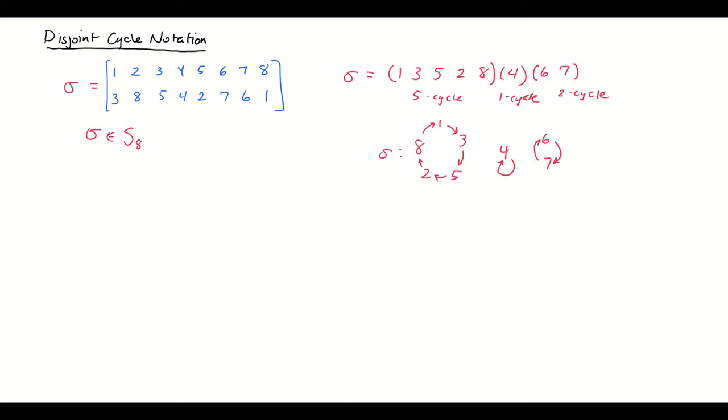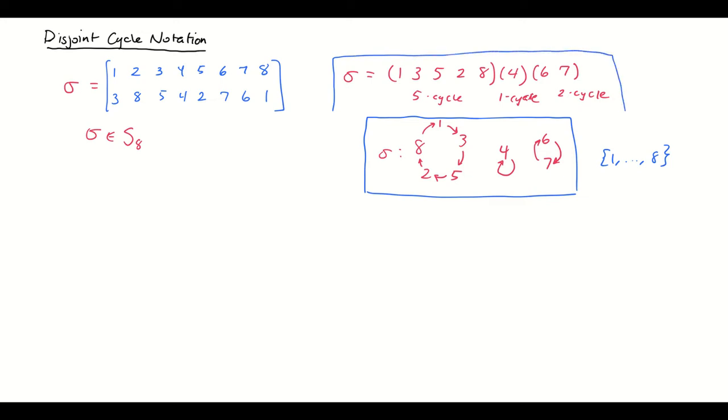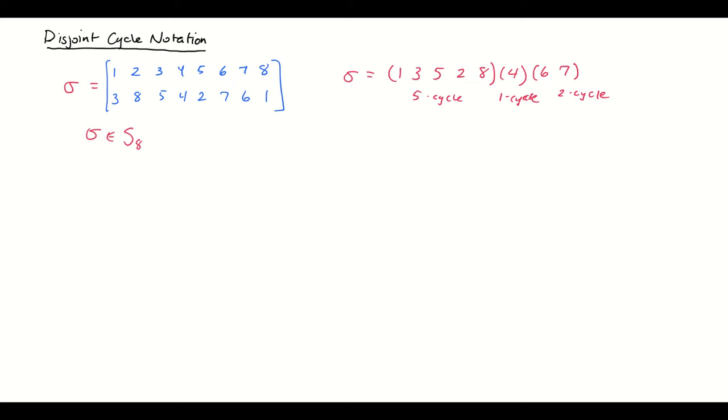So if I wanted to visualize what sigma does, this might not be such a bad way to do it. This shows me a picture of what each element of the set 1 through 8 goes to. But here I have a nice compact notation that doesn't require drawing any pictures. It just requires writing down a few cycles. And then once I have those cycles, anyone who understands cycle notation can look at this and say, oh, I know what 6 goes to. I know what 5 goes to.